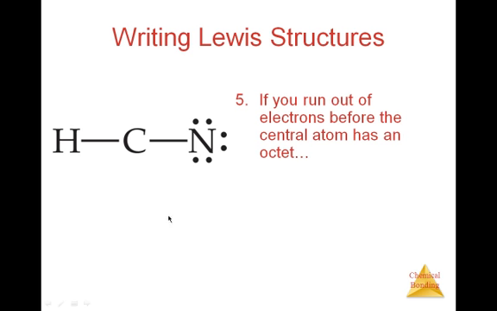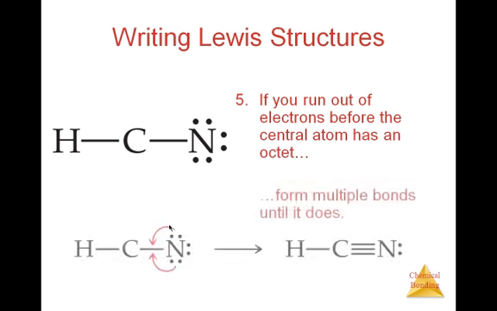If you run out of electrons before the central atom has an octet, go ahead and move some of those pairs to the center. And when you move them to the center, you have multiple bonds until everyone has an octet. Don't forget that means 8 valence electrons around each of them. Except for hydrogen. Hydrogen is an exception.